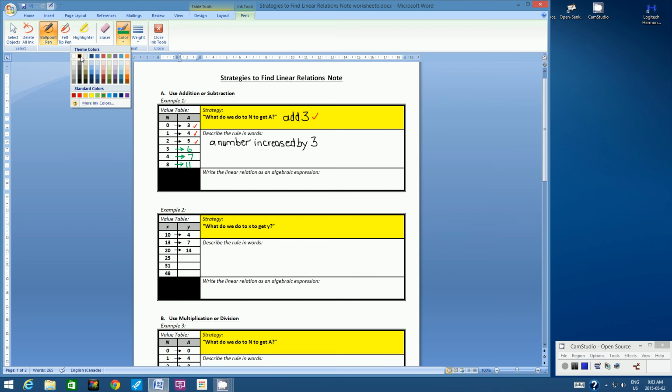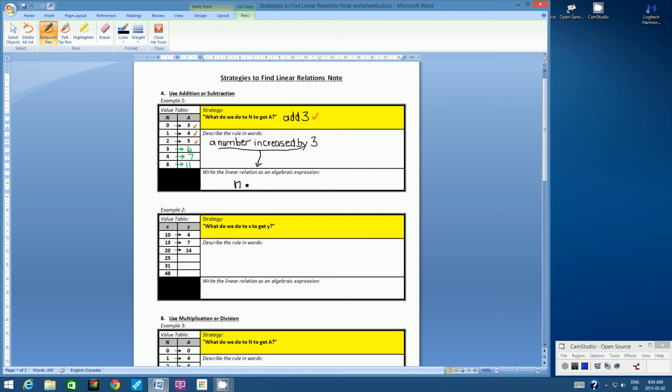Okay? All right, the last part. Write a linear relation as an algebraic expression. Okay, so in other words, what we're doing is we're taking this rule in words and we're translating it into an algebraic expression. Now before, when we did algebraic expressions, we used a variety of letters, but mostly we used X. But for these type of questions, it's kind of standard to use N.